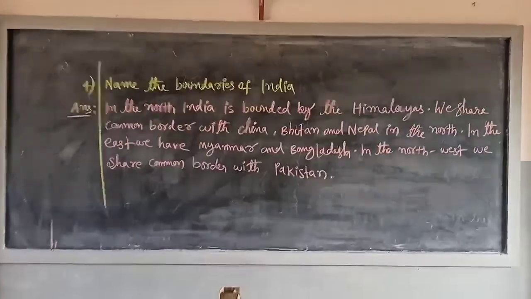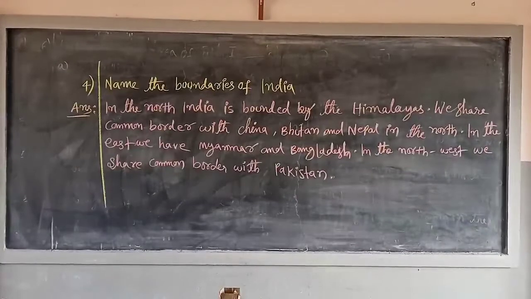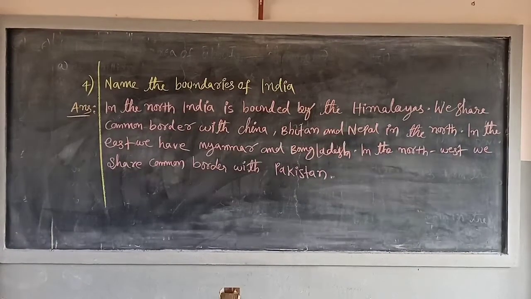Next, fourth question. Last question and the fourth question. Name the boundaries of India. Answer. In the north, India is bounded by the Himalayas. We share common border with China, Bhutan and Nepal in the north. In the east, we have Myanmar and Bangladesh. In the northwest, we share common border with Pakistan.